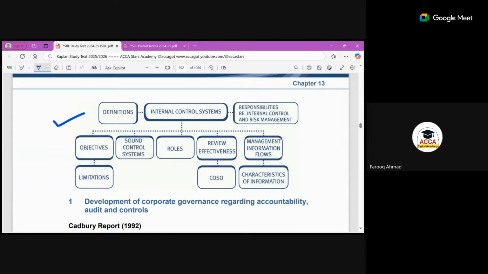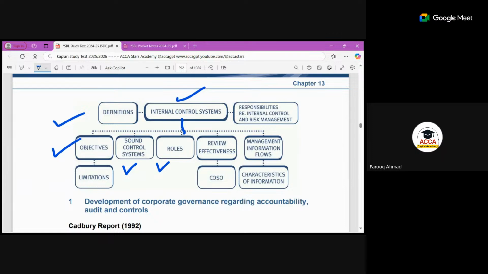Internal control system: what are internal control systems and how are they designed? In an internal control system, there should be an objective, a sound control system, roles, duties, responsibilities, authorities, hierarchies, and delegation of authority: who will assign, and who will approve. And there is the ERP system or SAP system, which is all a sort of this type of control.